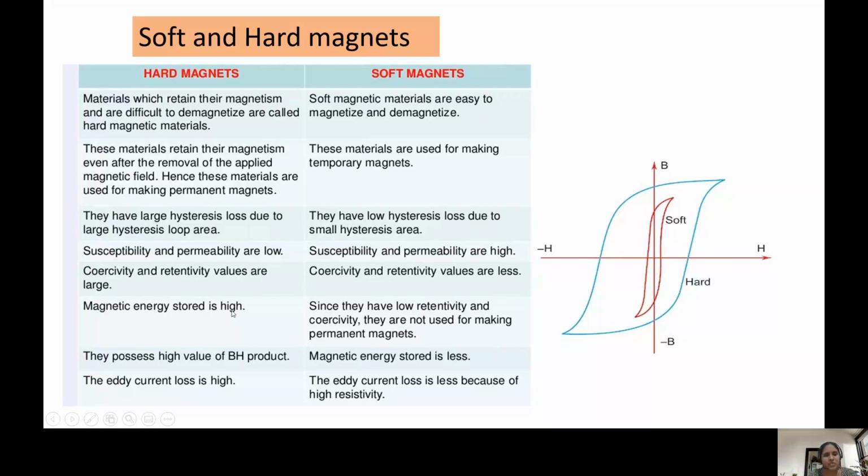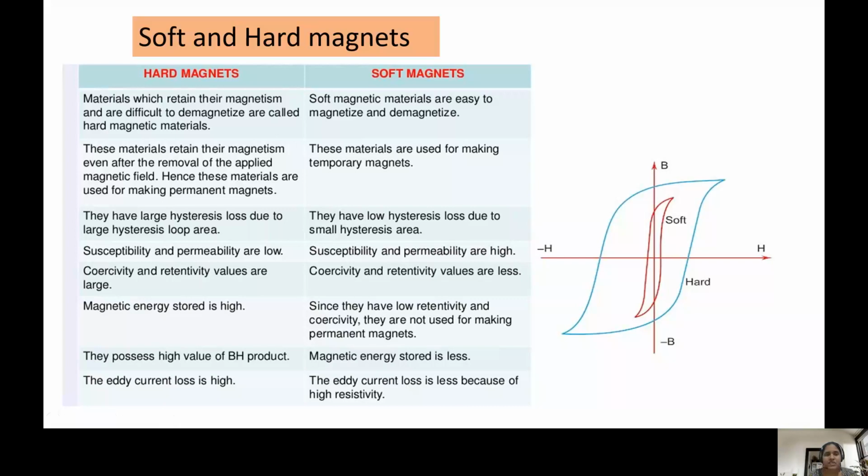And magnetic energy stored is high for the hard materials. Since soft materials have low retentivity and coercivity, they are not used for making permanent magnets. Here the magnetism storage is less for the soft material, so those are not used for preparing permanent magnets. Hard materials possess a high value of the B and H product. Magnetic energy stored is less for the soft ones, as I already told. The eddy current loss is high for the hard materials because the loop area is high. The hysteresis area is high, which represents the loss in the form of heat, that is, eddy current loss is high. For soft materials the eddy current loss is less because of the high resistivity. These are high resistive materials, so the eddy current losses are less.